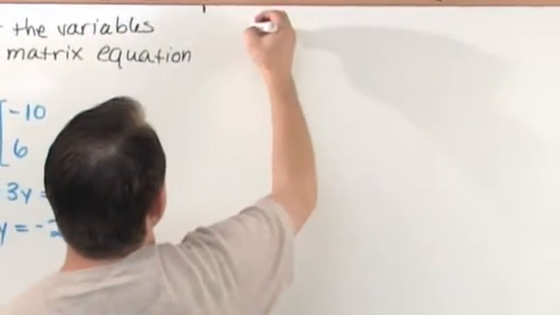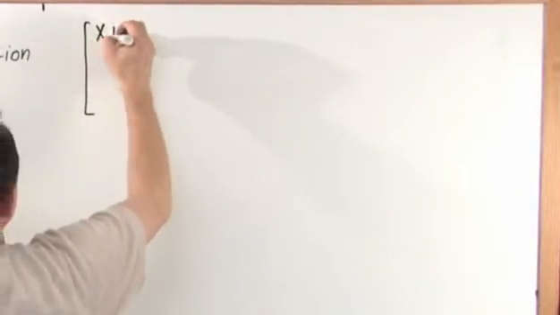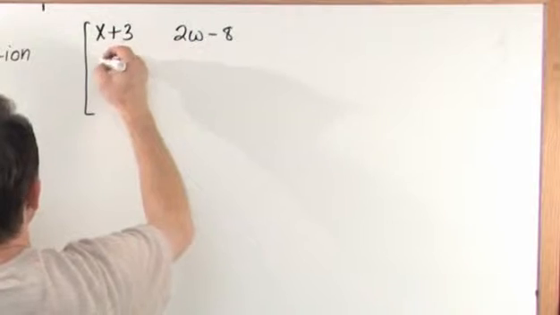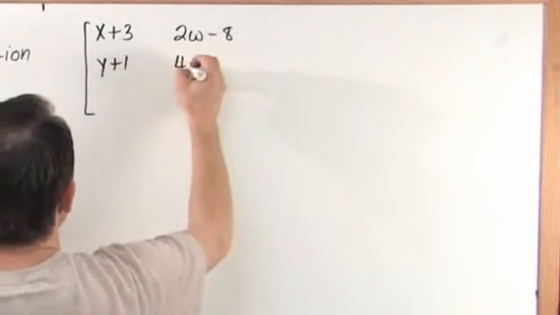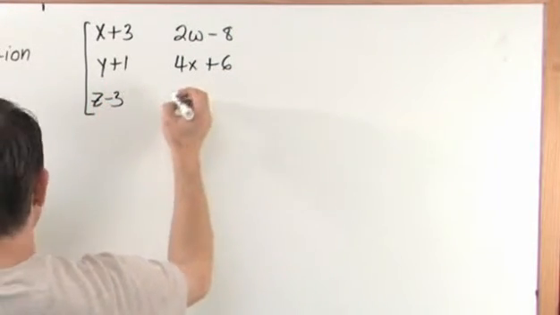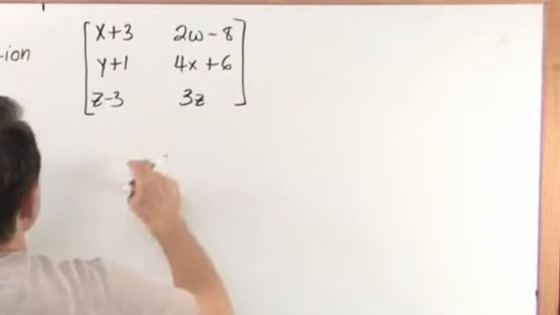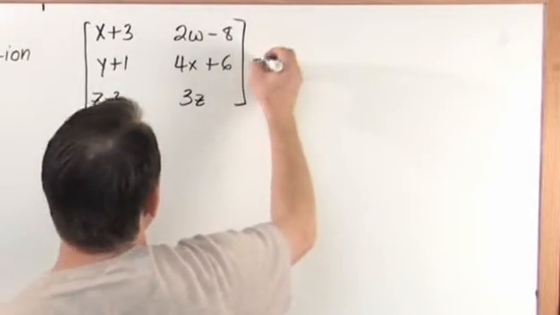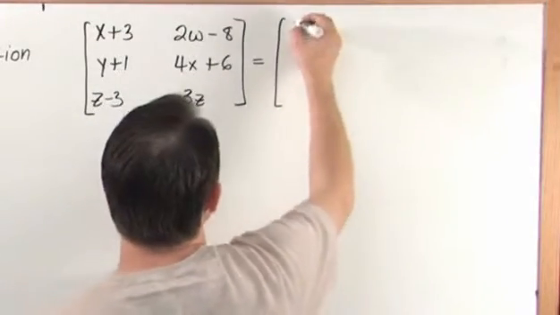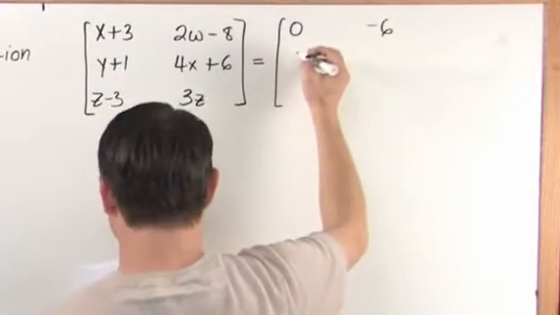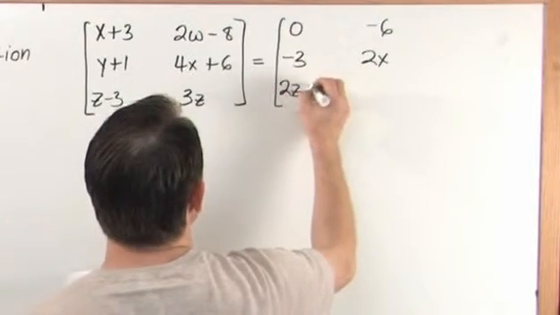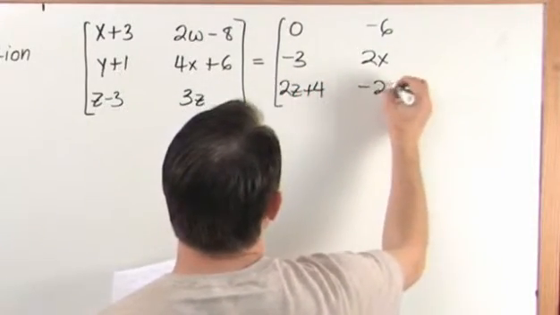Let's do another one. Let's say we have a little bit bigger. We have x plus 3 over here, 2w minus 8, y plus 1, 4x plus 6, z minus 3, and 3z. This is a matrix, okay, with some elements inside. I just happen to have more complicated elements. There are expressions in there. And I'm claiming that this matrix is equal to this one over here. 0, -6, -3, 2x, 2z plus 4, and -21.